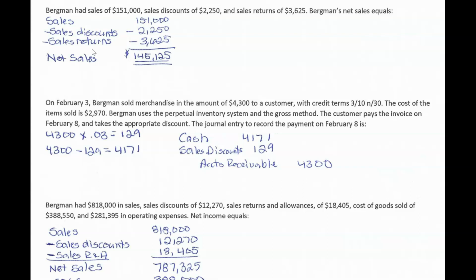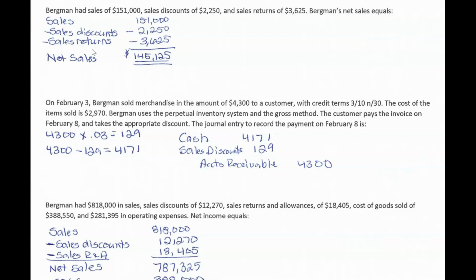On February 3rd, Bergman sold merchandise in the amount of $4,300 to a customer with credit terms 3/10 net 30, which you know is a 3% discount if they pay within 10 days. If not, the net is due in 30 days. The cost of the item sold is $2,970.